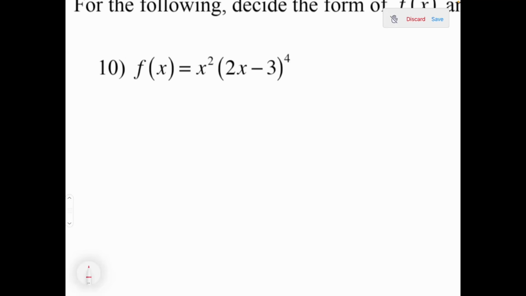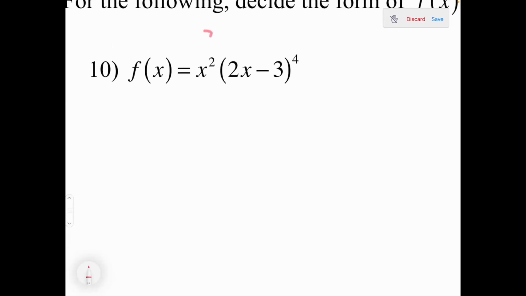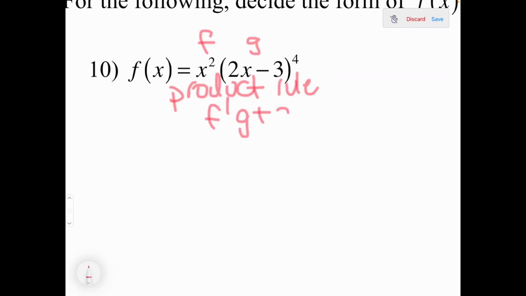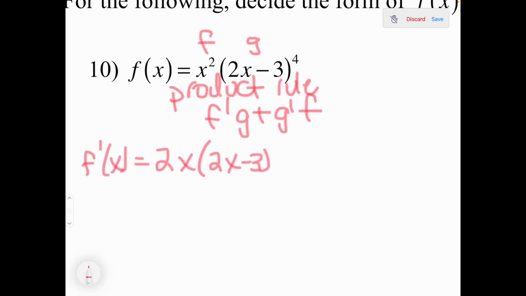We got a product here. X squared is our f. And this 2x minus 3 to the 4th power would be our g. So we are looking at a product rule here, one of our 3 main forms. This would be product rule. And remember, product rule is f prime g plus g prime f. So we're looking at the derivative of x squared, which is 2x. We're not going to change the 2x minus 3 to the 4th power.